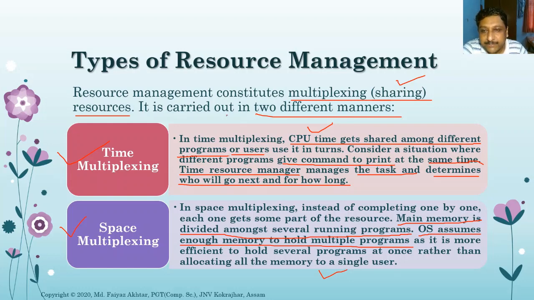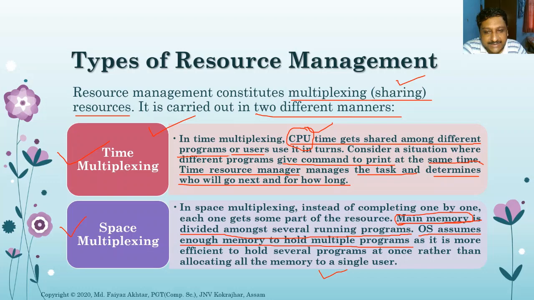Now understand here, time multiplexing is done with the CPU, because CPU time is shared among different programs one by one, and space multiplexing is done with the main memory. The main memory is divided, meaning each and every running program gets its own part of the memory. Each running program has some memory to execute its processes at the same time on the computer. Okay, understood?